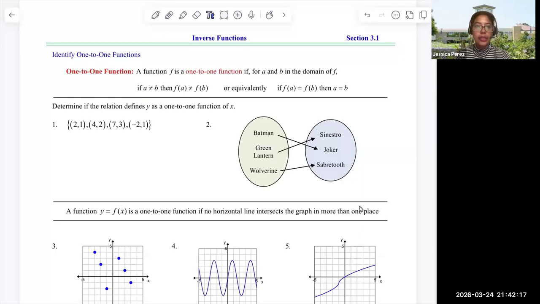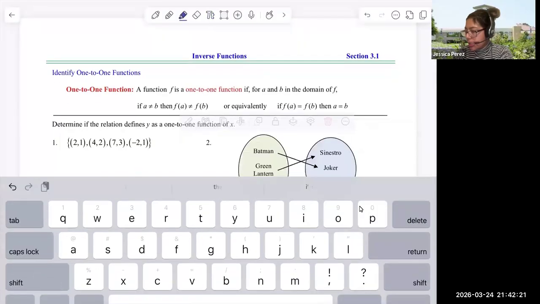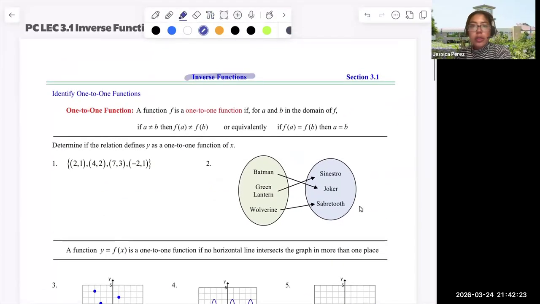Hi everyone, welcome to section 3.1. In this section, we are going to be discussing inverse functions. So inverse function is the name of this section. We are going to first identify what it means to be a one-to-one function.